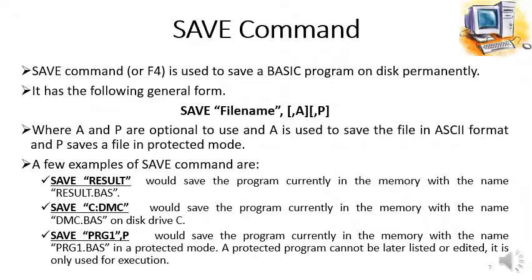Save prg1, and then we have written P, capital P. So it would save the program currently in the memory with the name prg1.bas in a protected mode, because we have specified here the capital P, which indicates that the program will be saved in protected mode. A protected program cannot be later listed or edited. It is only used for execution. So protected programs cannot be edited and cannot be listed, so they can be just executed.